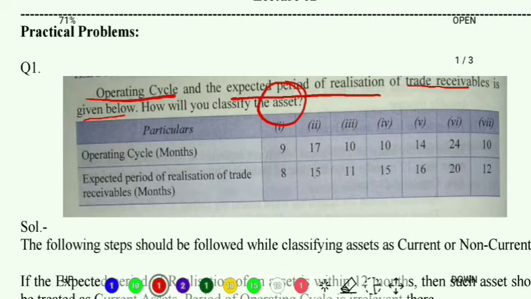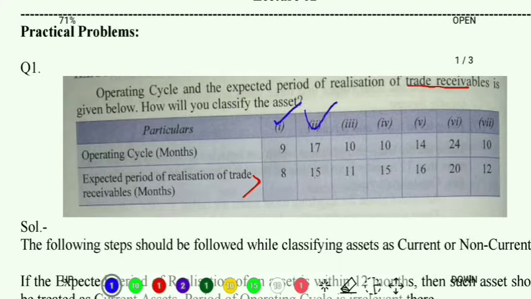That means we have been provided with the operating cycles of different assets. We are being provided with the period of realization of trade receivables. Period of realization means in how much time can it be realized, correct? First, you will notice that there are 7 different types of assets provided. You can see the Roman numbers 1, 2, 3, 4, 5, 6 and 7. These are the different assets provided to us in the question.